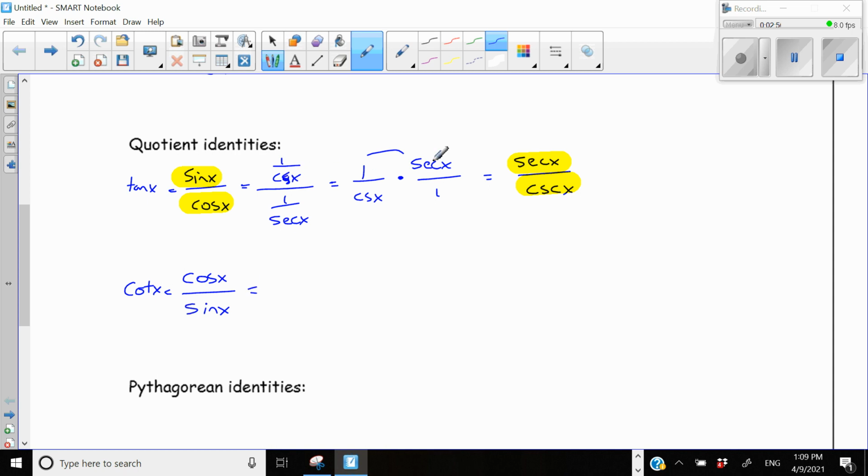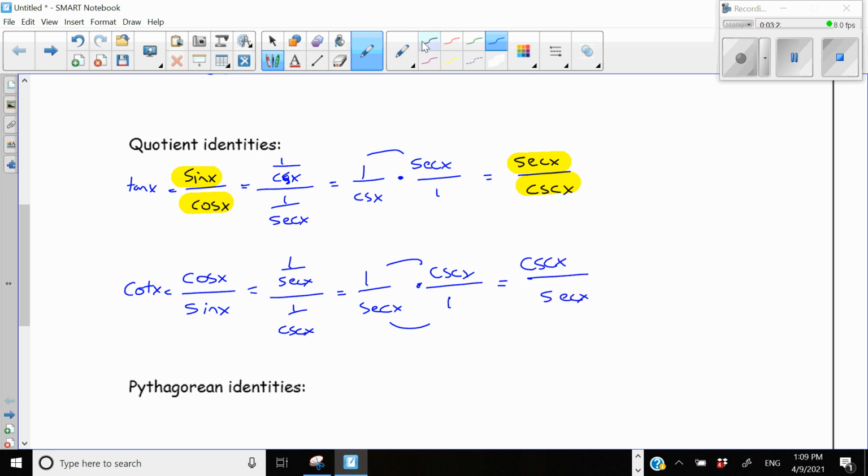And the same way we can solve for the rest, like cosine is 1 over secant of x, this is 1 over cosecant of x, and we keep the first one, flip the second one, and top by top, bottom by bottom, it will be cosecant of x over secant of x. Okay, so the quotient identities are these. Tangent is sine over cosine or secant over cosecant. Cotangent is cosine over sine or cosecant over secant.